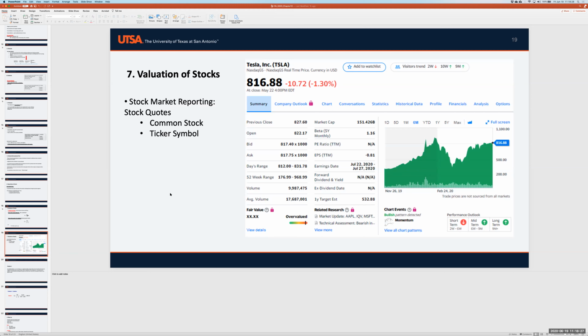I put the Tesla stock values here, from Yahoo Finance, I guess. If you go to Yahoo Finance or other websites that show stock prices, you will probably see the open price, bid price, ask price, day range, 52-week range, and the volume of the stock for that day. I think this is the end of day price for May 22. Tesla is now around $1,000 per share. And there's a bunch of information regarding the data.